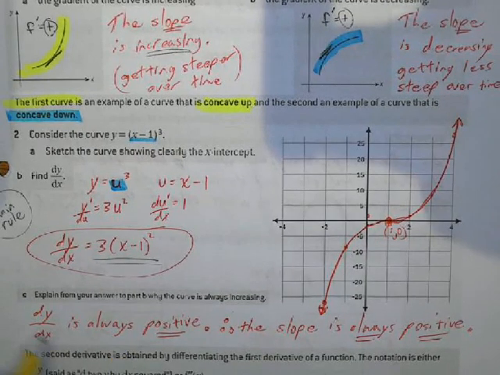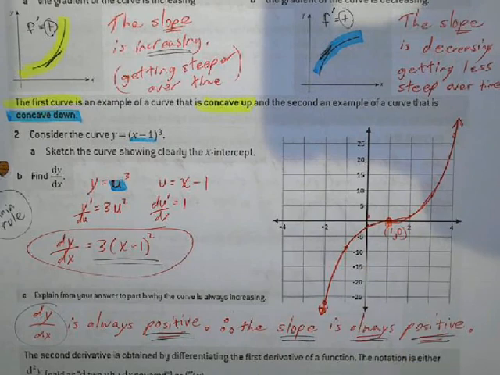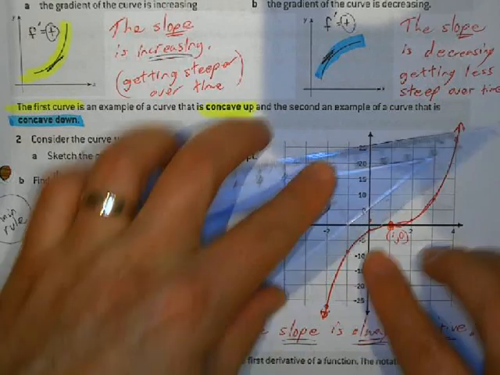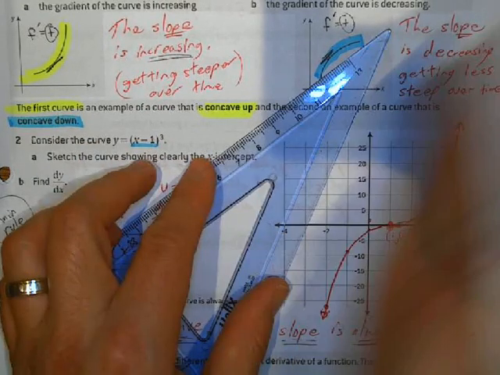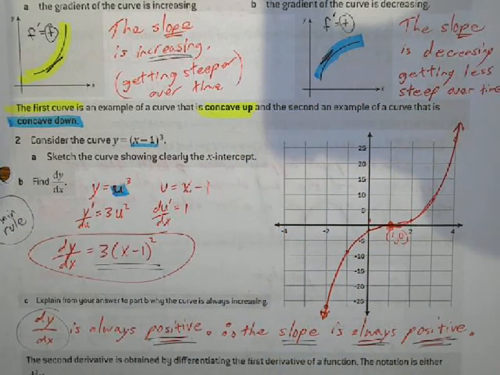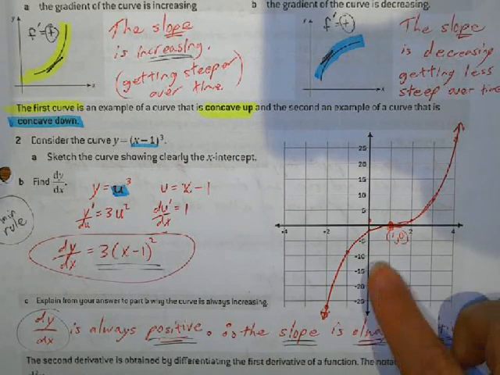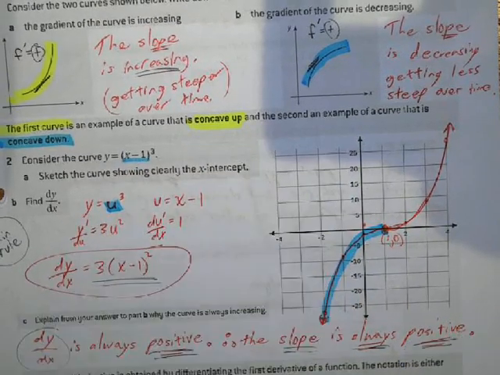So if the first derivative is always positive, that means the slope is always positive. And you can even see in the picture, if I created a tangent line here, a tangent line here, tangent line here, it's always going up. It's never going down. That's why the first derivative is always positive. But you can see this here is different than this part here.